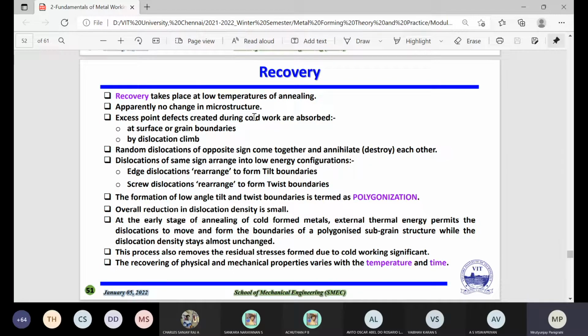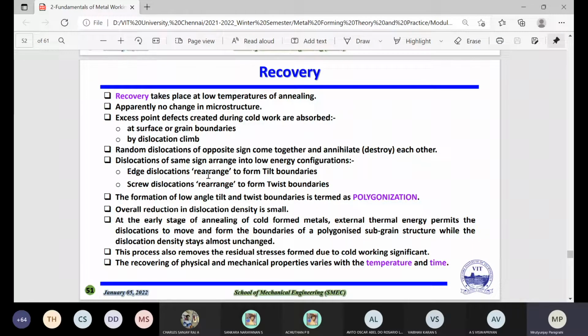There will be no change in the microstructure apparently when we are talking about the recovery initially. If you remember that graph I showed in the previous slide, excess point defects created during cold work were absorbed at surface or grain boundary by dislocation climb. Again, a lot of things are correlated with material science and engineering, so I just put a few points there. If you want to study in detail, then you have to go for twinning, the slip, then the dislocation defects, point defect, line defect. You have to read these once again.